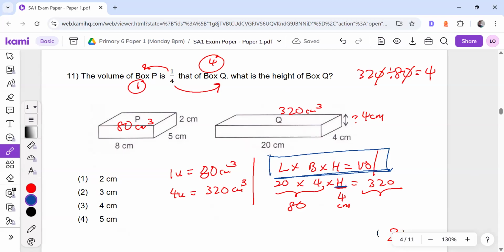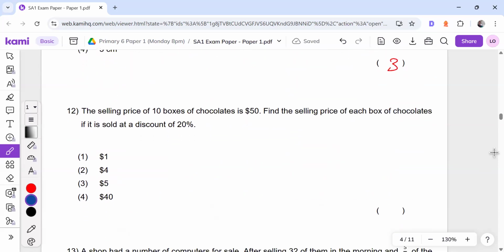Clear? Okay, question 12. The selling price, what's the answer first? Answer is number 2. The selling price of 10 boxes is $50. Selling price means before the discount. Find the selling price of each box of chocolate if it is sold at a discount of 20%.